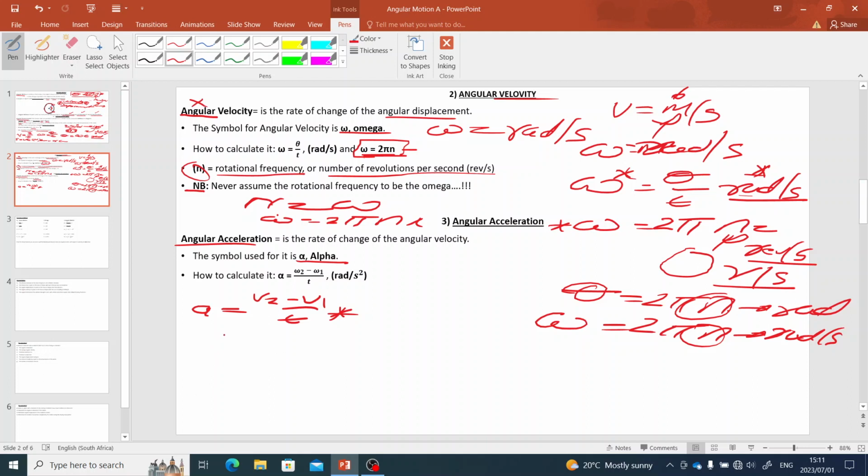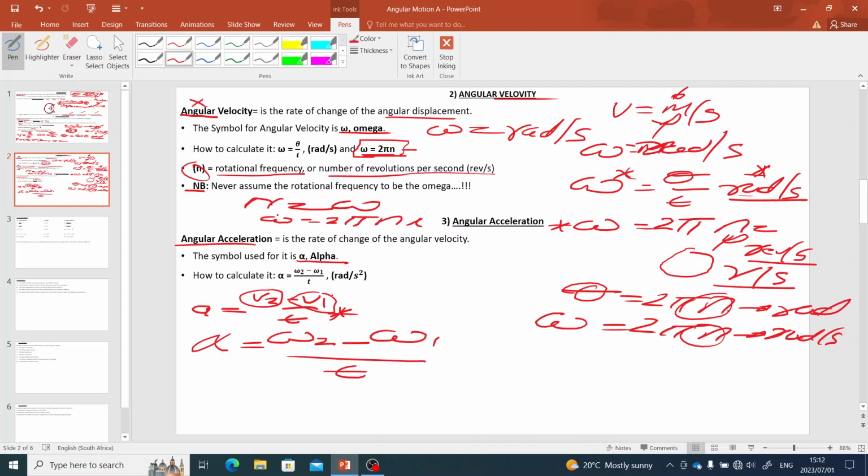It will be alpha equals omega 2, your v2 or your v final, minus omega 1, your v1 or your initial velocity, divided by time, t.